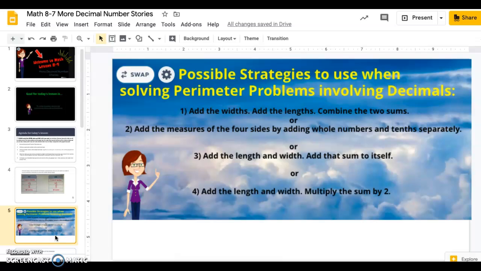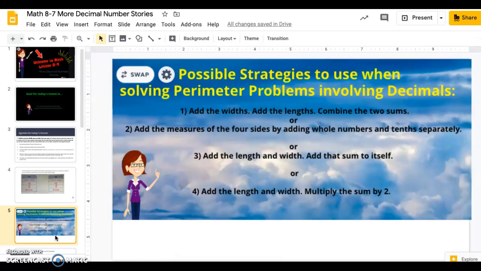So first, we know when we're looking for perimeter, or that distance, the total distance around the outside of a figure or shape, you could add the widths and add the lengths and then combine those two sums. Or you could add the measures of all 4 sides by adding the whole numbers and then the tenths separately. We're assuming that the lengths and the widths are mixed numbers, or like the decimals from the last slide, 5 and 6 tenths and 3 and 8 tenths. So they're saying you could add those whole numbers first and then add the tenths separately.